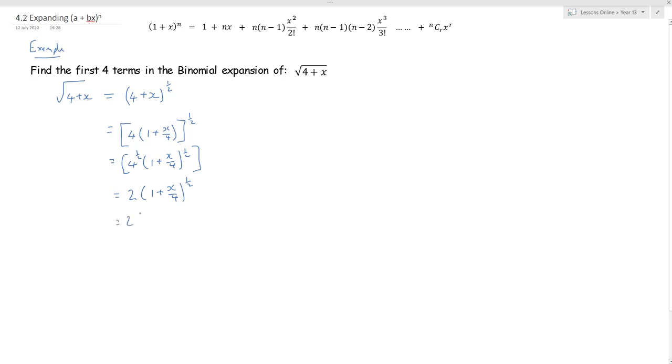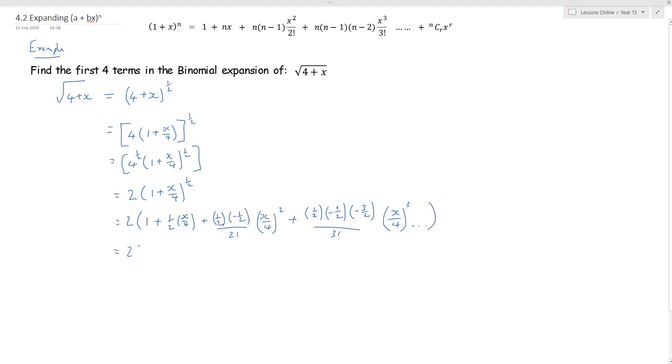So I've got 2 into, using my expansion from above here, 1 plus n is a half, so a half, and x is x/4, half of x/4, plus a half times (a half minus 1), that's minus a half, all divided by 2 factorial, times (x/4) squared, and I need one more term, plus a half times minus a half, and minus a half minus 1 gives me minus 3/2, all divided by 3 factorial, and (x/4) cubed. Close my brackets. So simplify now.